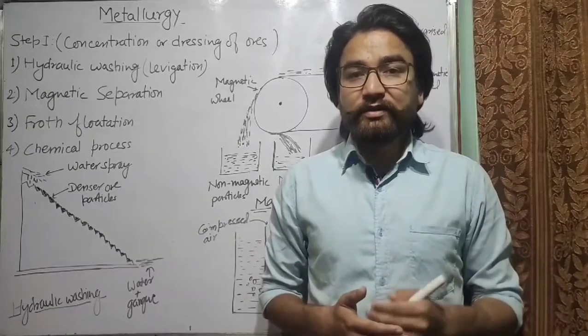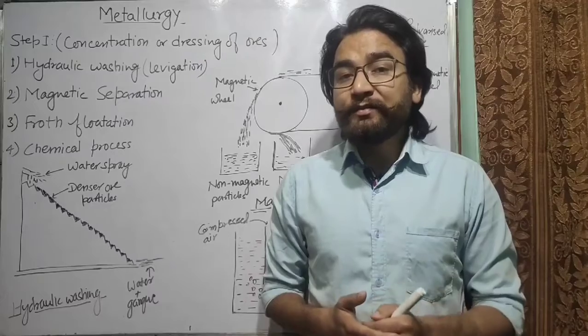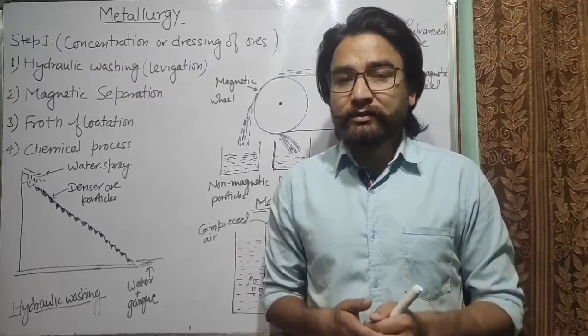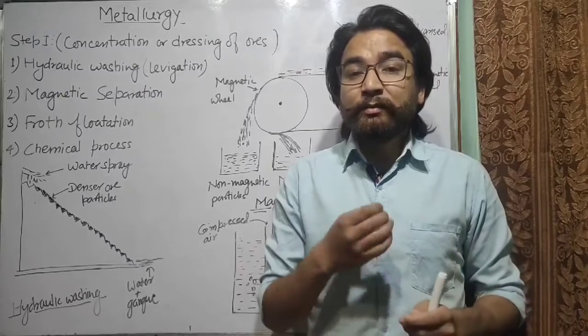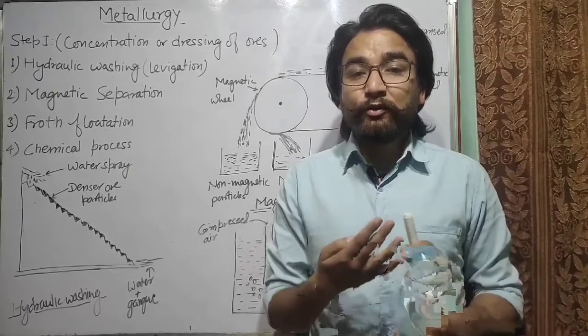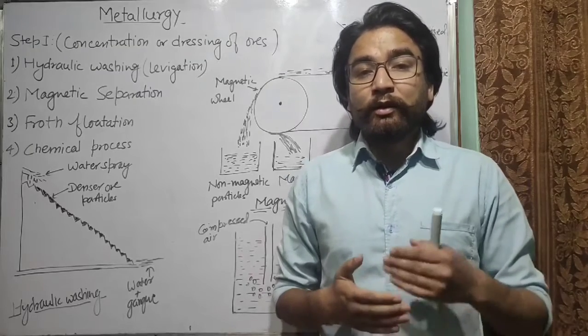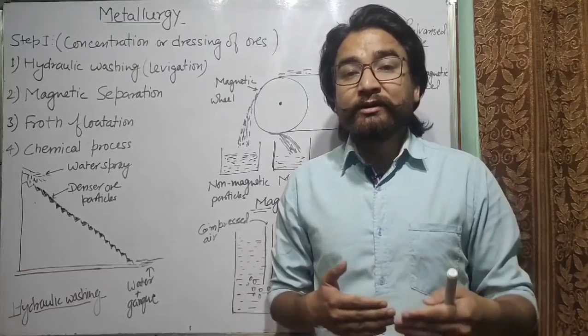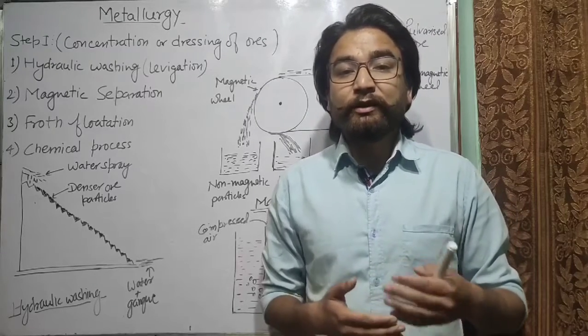Hello everyone, this is the second lecture on metallurgy, and in this lecture we will discuss the steps involving the extraction of metals. As we have discussed in the previous lecture, there are basically 4 steps in which the metal is extracted from the ore. In these 4 steps there are various methods that can be used, so we use the suitable method for a particular ore.